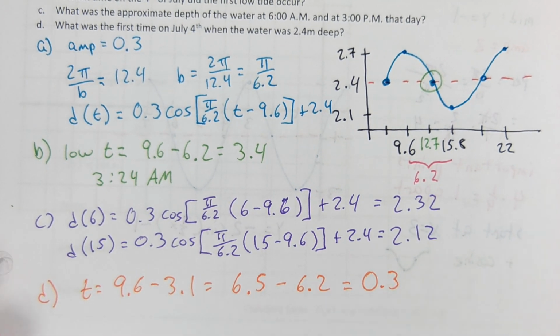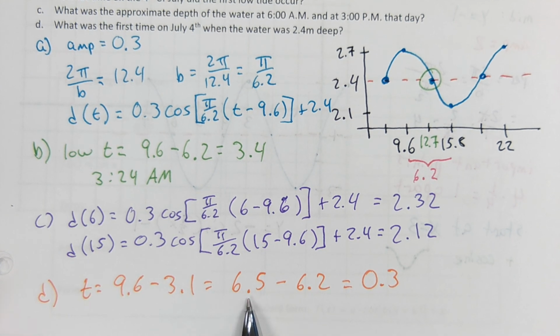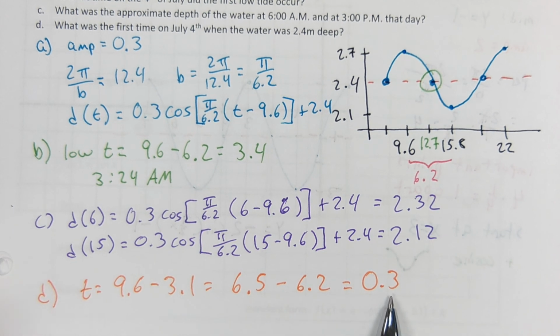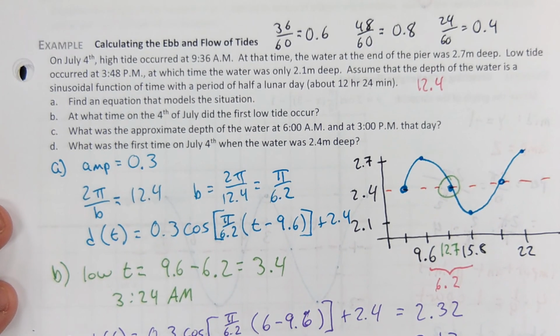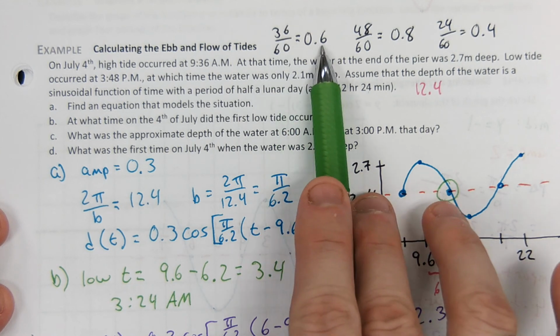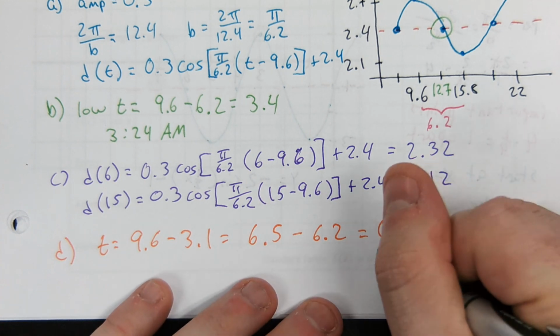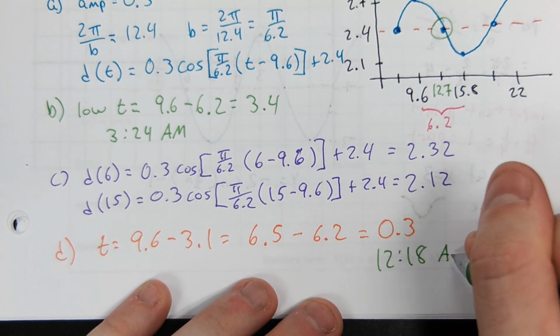So 0. What? The 6.5, when I got this answer, I realized that that wasn't the first time. That is a midline hit, but it wasn't the first one. Because it was bigger than 6.2, I could subtract 6.2 from it. So the very first time would have been 0.3, and then a midline hit happens every 6.2 hours after that. And that 0.3 happens to be half of this 0.6. So half of this 36, that's 18 minutes. So that is at 12:18 a.m.